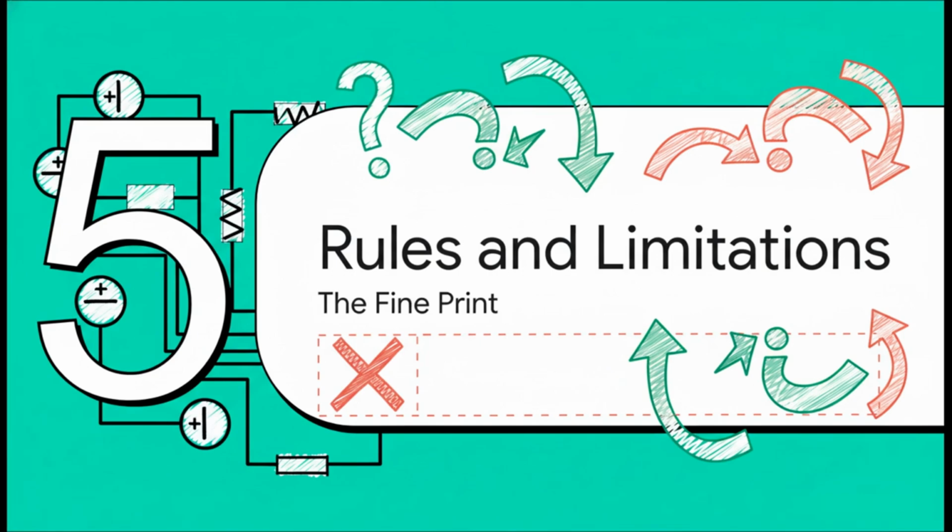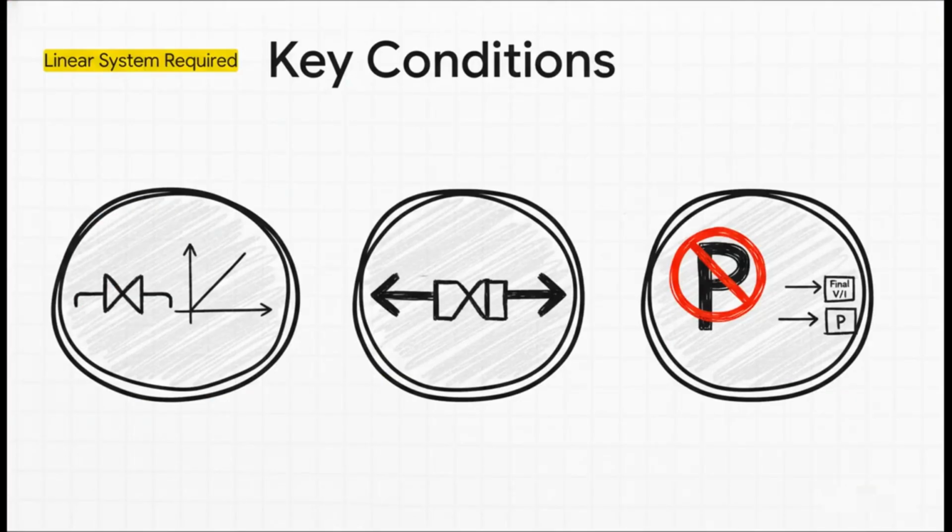But like any powerful tool, it comes with a user manual. It's really important to know when you can use it, and maybe even more importantly, when you can't. So, your circuit has to be linear and bilateral. But the last rule, this is the big one. This is the one that trips people up all the time.